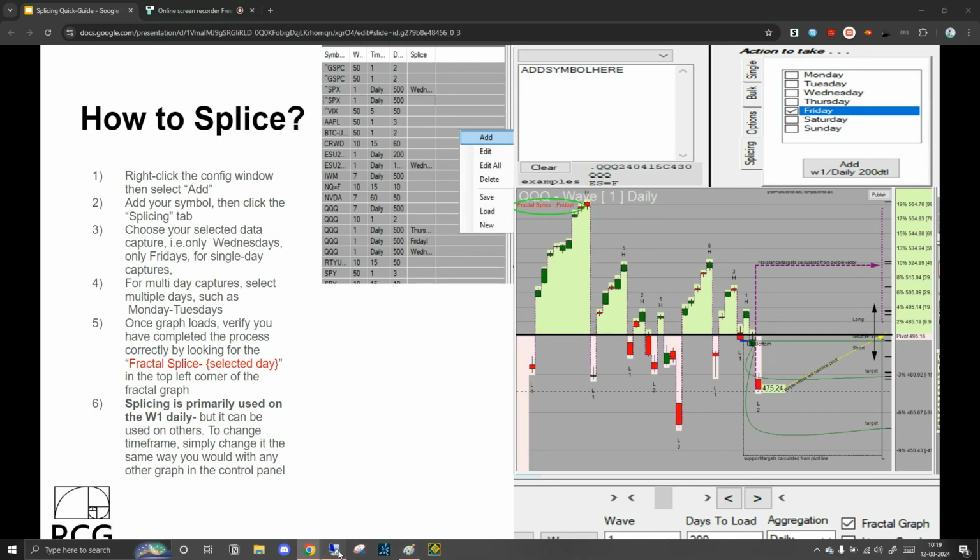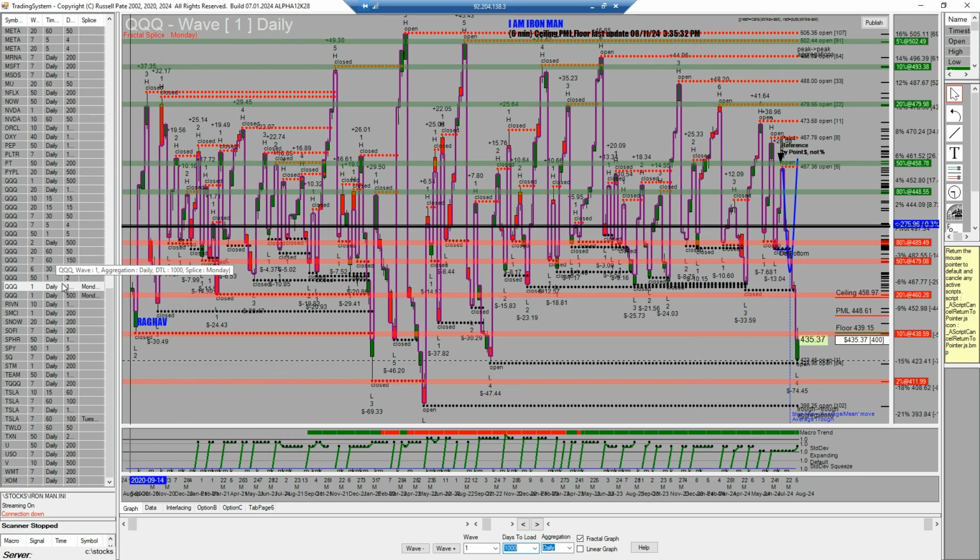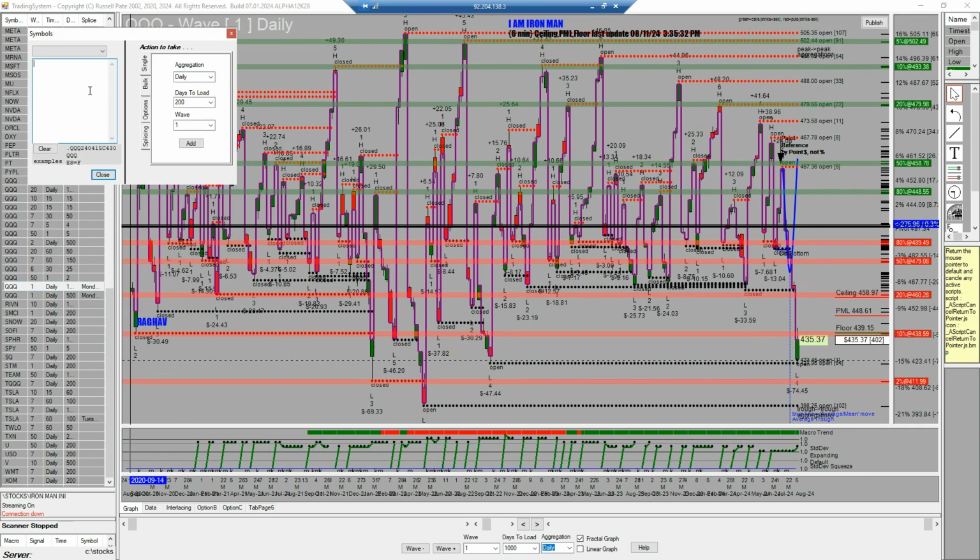For that, I'll go into the fractals and show you guys one example. Right here, I'm going to be showing this example for QQQ. Right here, you see this option, splicing, right? Now I click on it and I want to, let's just say, decide my bias for Tuesday. So I will click on Tuesday and add wave 1 daily 200 days to load. Done. Then I also get the freedom to choose any amount of days I want to load.